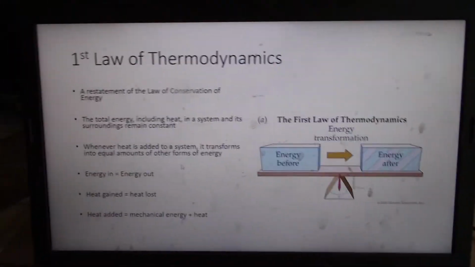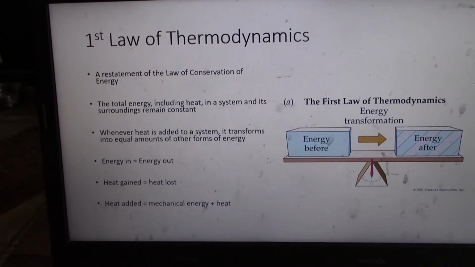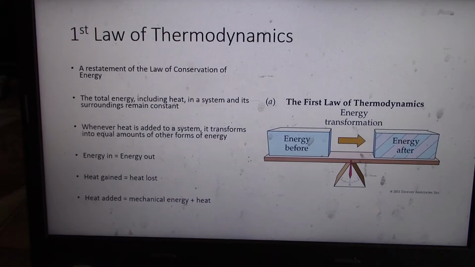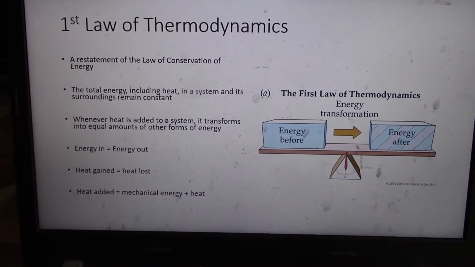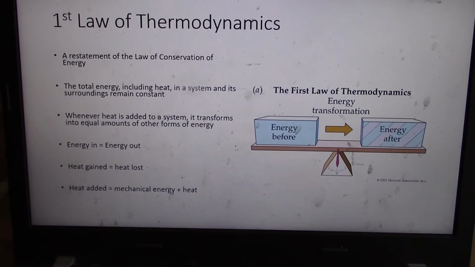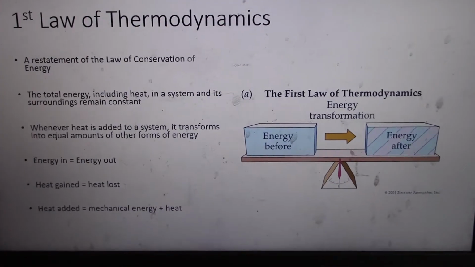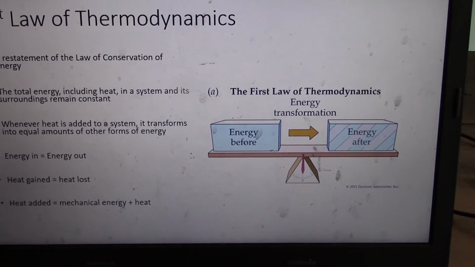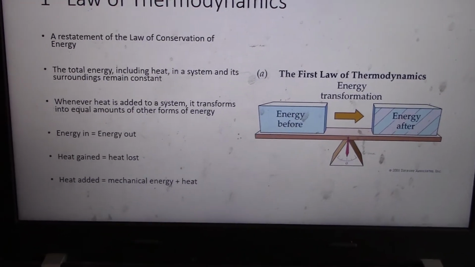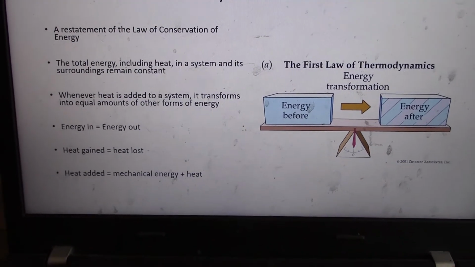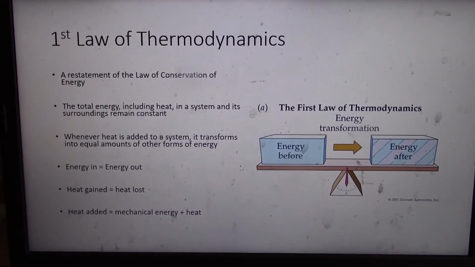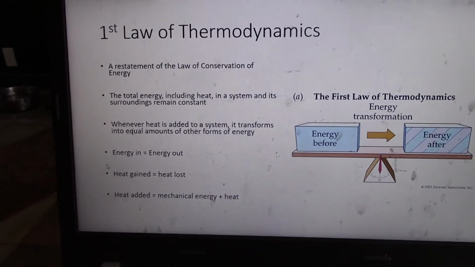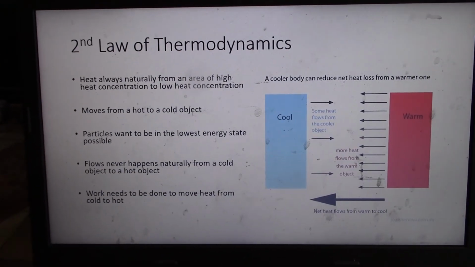Okay, so the first law of thermodynamics is a restatement of the law of conservation of energy. The total energy, including heat, in a system and its surroundings remains constant. So whenever heat is added to a system, it transforms into equal amounts of other forms of energy. So we can use heat to do work, but the amount of energy present before a reaction needs to equal the amount of energy present after. Okay? So energy cannot be created or destroyed. It's just like matter cannot be created or destroyed. But it can be converted into something else.